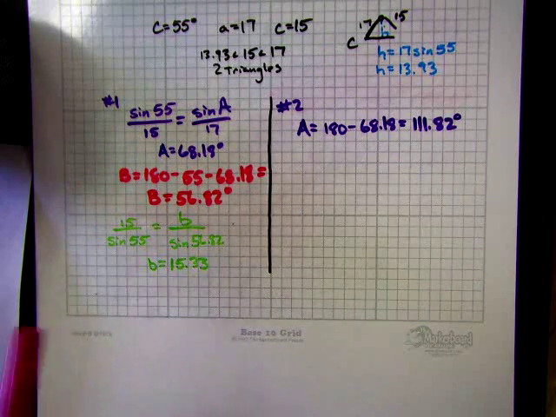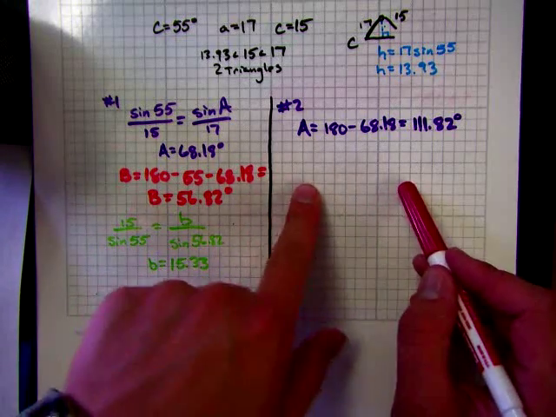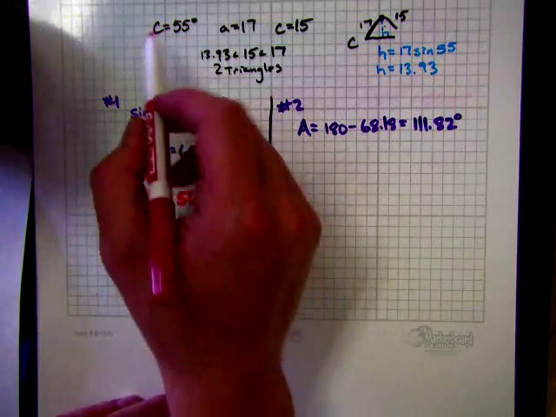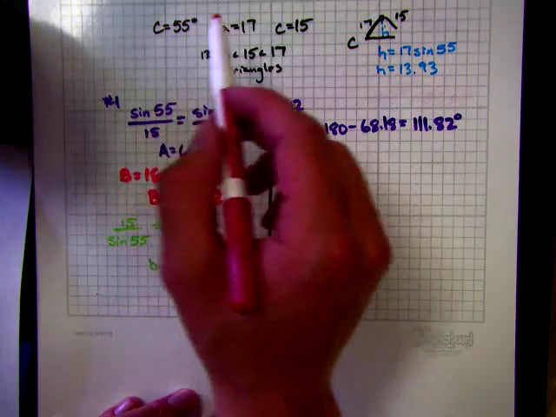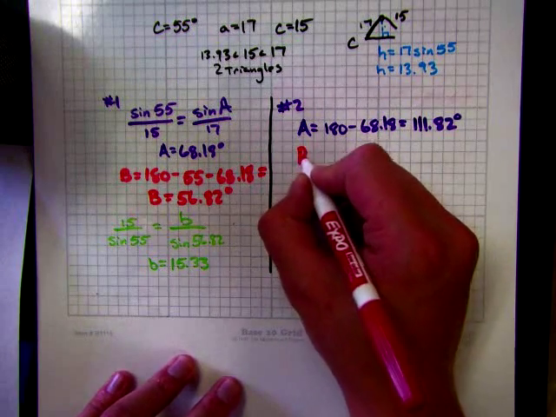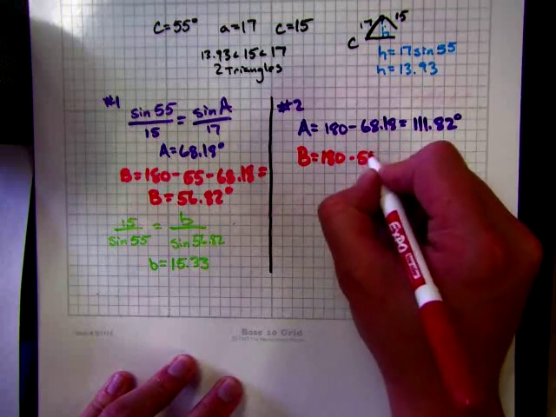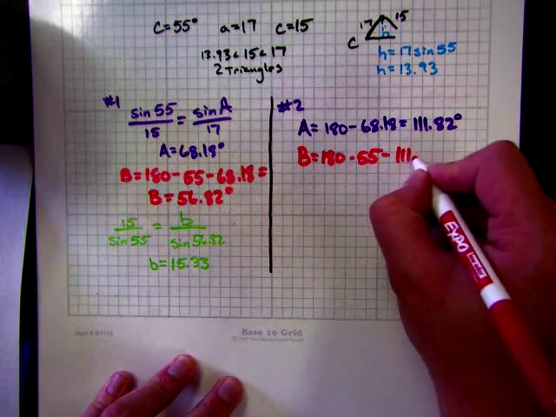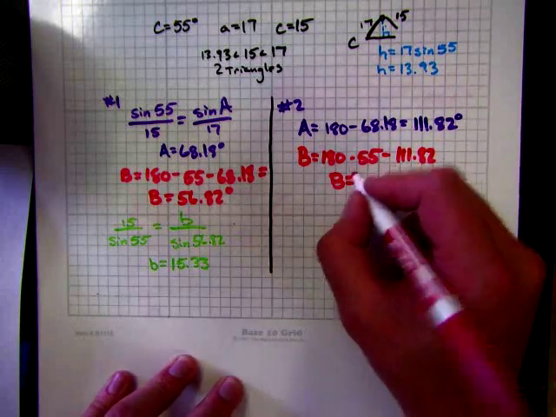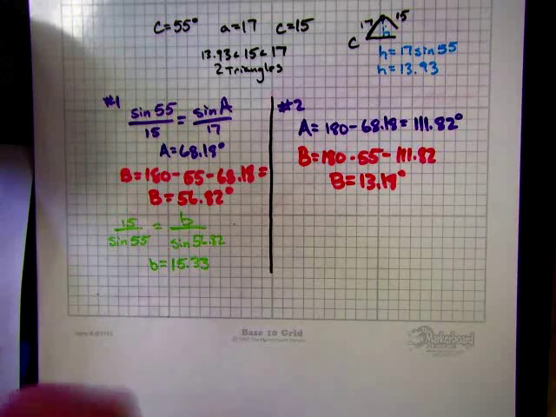All I do for the rest of this problem is repeat all of the steps I did in triangle 1 in triangle 2 with the new value for A. Okay, I still have my original constants, what they gave me of angle C, side A, and side C. So I start by finding B over here. I take 180 minus angle C minus my new angle A, and I'm going to get a new value for B. B is now 13.18 degrees.